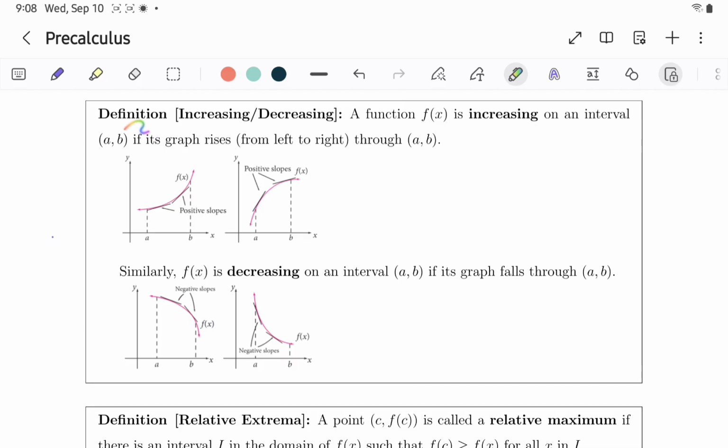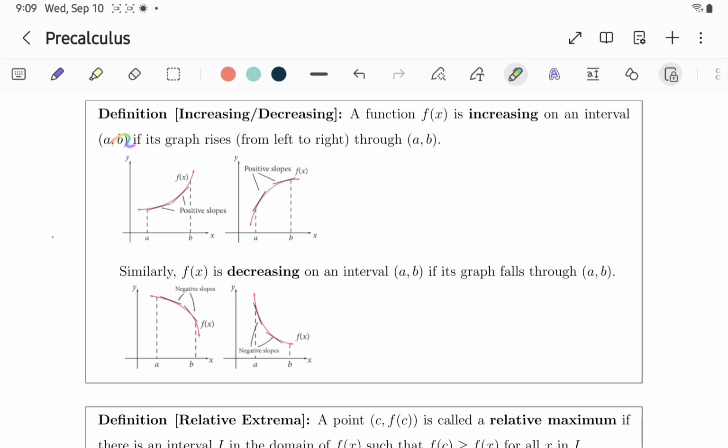Okay, so now we are going to talk about behavior of graphs. And before we get into our one example here, we have several definitions to go over. So the first definition that we have is for when a function is increasing or decreasing. We say a function f of x is increasing on an interval from a to b if its graph rises from left to right throughout the interval from a to b.